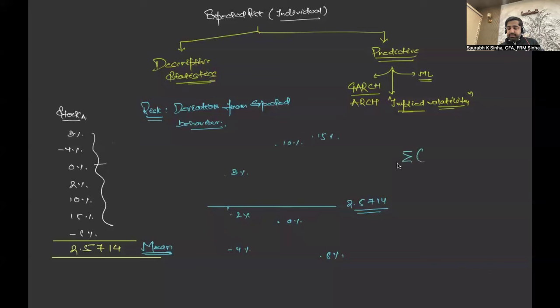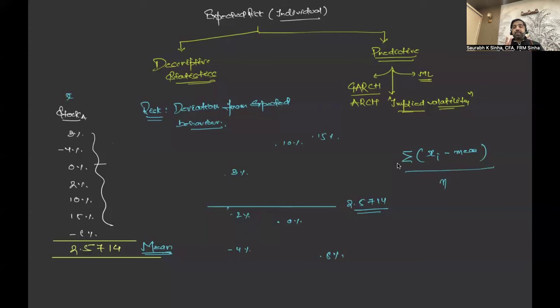Understand what will happen. Each entity is x, xi. So x1 is 3, x2 is minus 4, x3 is 0, x4 is 2, x5 is 10%, x6 is 15, x7 is minus 8%, minus the mean. What is my mean? 2.5714. Sum it up, divide by the number of entities, that is n, 7. That's my answer. But there is a problem.